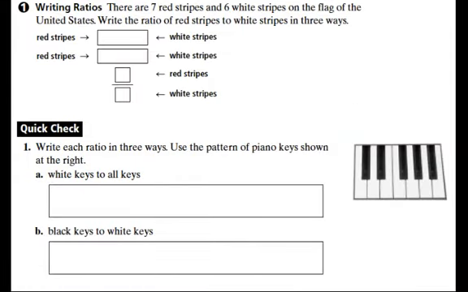For example 1, writing ratios. There are 7 red stripes and 6 white stripes on the flag of the United States. Write the ratio of red stripes to white stripes in 3 ways. First, we're going to use the word to. So we're going to have 7 to 6. Then we're going to write it using a colon, 7:6, which again is read 7 to 6. And finally, we're going to write it as a fraction, 7/6.